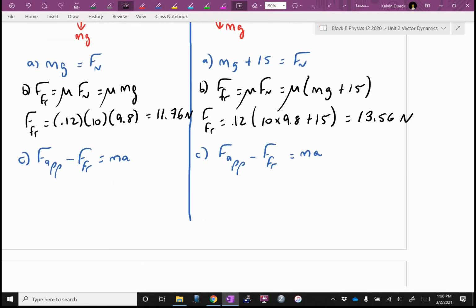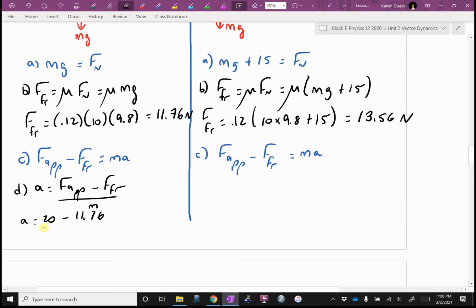Kyle, what's D you want me to find? How would I get the A by itself? In fact, you'll notice I get an identical equation for both. I get A equals F applied minus friction over M. If we plug in numbers, it's going to be 20 minus 11.76, all divided by 10. I can do that in my head. It's going to be 20 take away 11 is 9, take away 0.7 is 8.3, take away 0.06 is 8.24. 0.824?